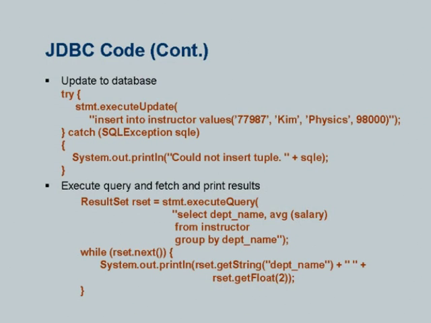So how do I fetch a result? I have to do rset.next to fetch the first tuple, and I keep doing next, it will get second, third, fourth and so on. What if the next failed because there is no more tuple? Then rset.next would return false. So we put this in a loop which says while rset.next. So if the result is empty, what happens? rset.next returns false immediately. So the loop never executes.